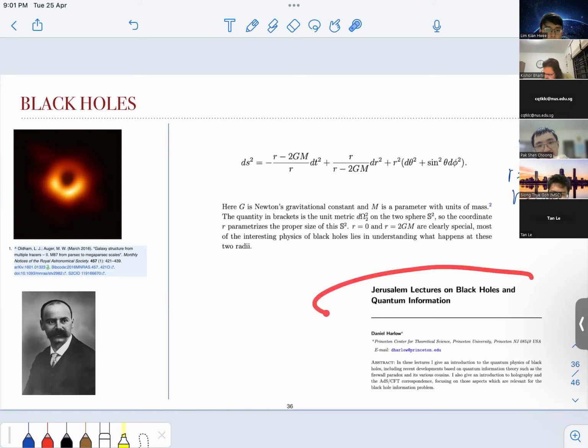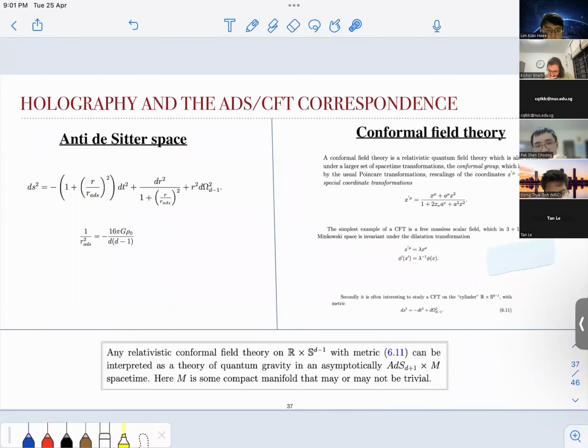There are nice lectures on black holes and quantum information which you can look at, where Daniel Harlow talks about how one can try to analyze all of this using tools from quantum information. I would also like to mention the AdS/CFT correspondence, which helps us understand black holes and many more things using tools from regular quantum physics. AdS is nothing but anti-de Sitter space.